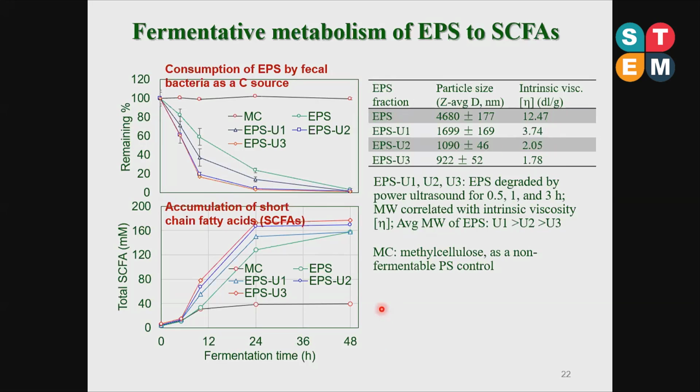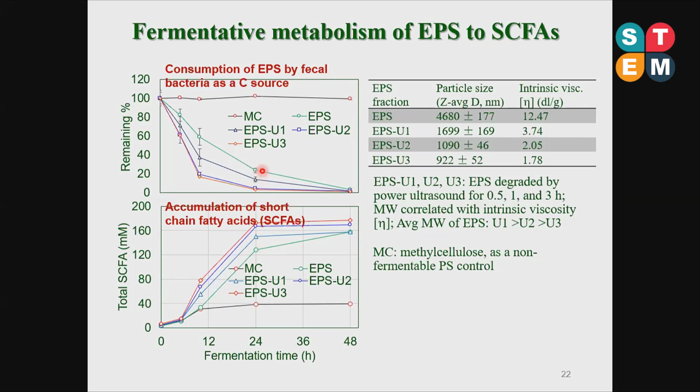So our objective is to evaluate the dependence of the effect of polysaccharide on the molecular weight. Actually, we did see that with the EPS of the highest molecular weight versus the lower molecular weight, the lower molecular weight was consumed much faster than the higher molecular weight. It also produced a higher concentration of short-chain fatty acid.